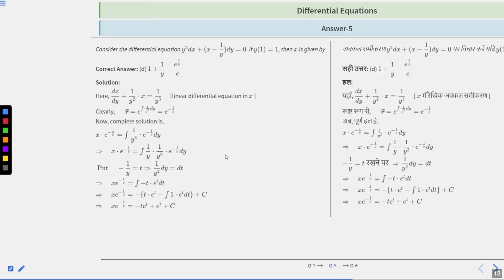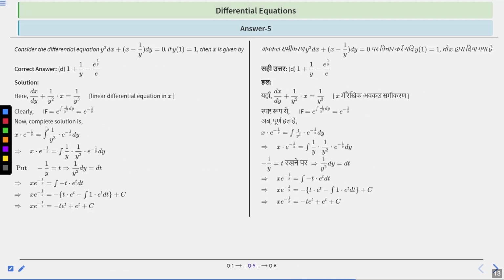Okay, let's move to the solution part. We have the equation dx by dy plus 1 by y square x is equal to 1 by y cube, a linear differential equation in x, right? Therefore, after adjusting the terms, we got this one: dx by dy plus (1 by y square) into x is equal to 1 by y cube, right? Clearly, the integrating factor will be e to the power integration of 1 by y square dy, which is equal to e to the power minus 1 by y.